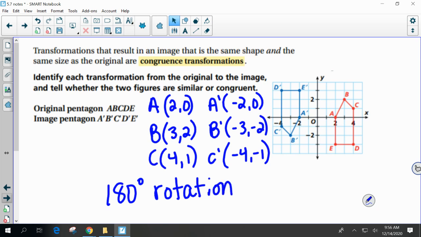If something is rotated, is it congruent or similar? If you are just spinning something around, does it change the size? No, so this would be congruent. A rotation doesn't change the size of the figure.